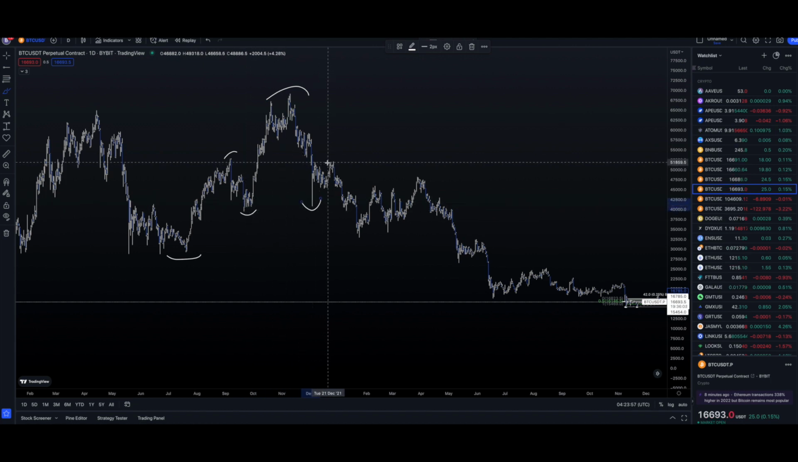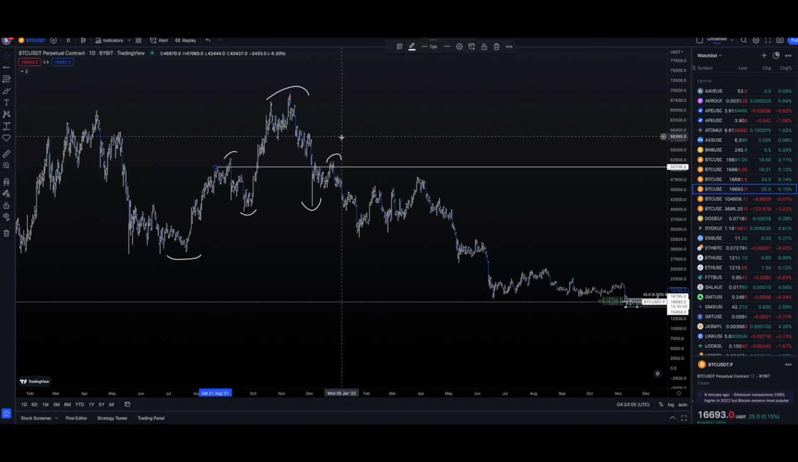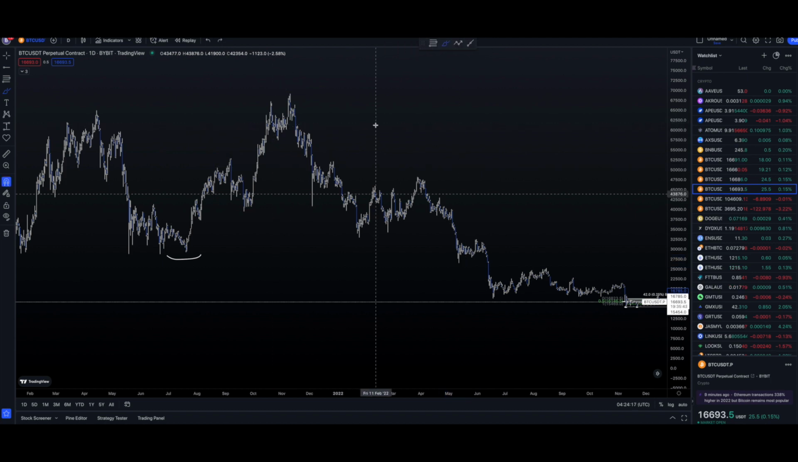But then we had a swing failure pattern and we rejected this previous high, like right around here. Right? And then we ended up making a lower low. And then we were making lower highs and lower lows ever since on the daily time frame. Okay, so what is a market structure break?